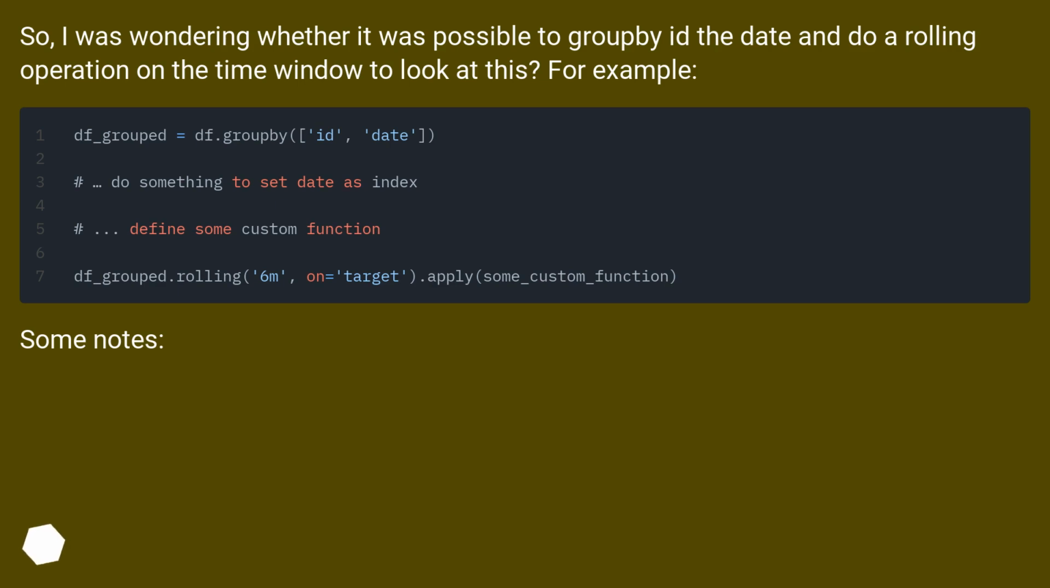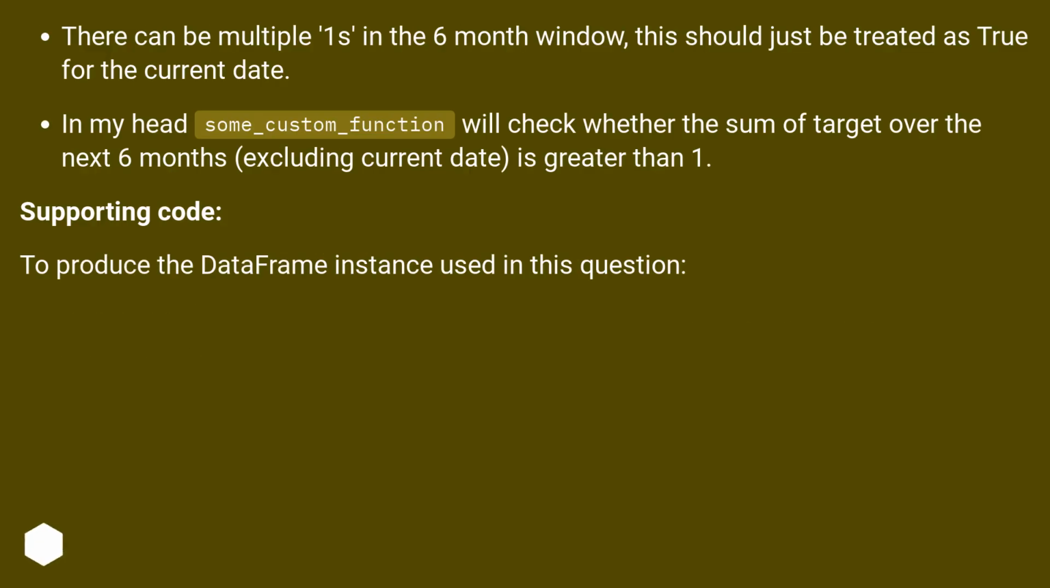Some notes. There can be multiple 1s in the 6-month window. This should just be treated as true for the current date. In my head the sum_custom function will check whether the sum of target over the next 6 months, excluding the current date, is greater than 1. Supporting code.